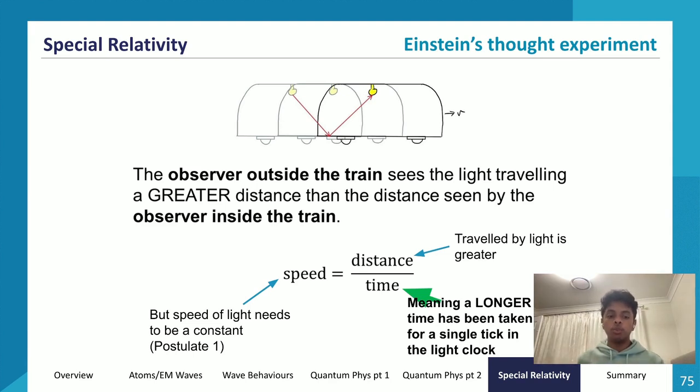We know that's not true because Einstein's first postulate says that the speed of light has to be constant. So if the speed has to be constant and we know distance is greater for someone outside the train, then for someone outside the train, the time taken for light to travel that distance also has to be greater. So this is where the trippiness comes in.